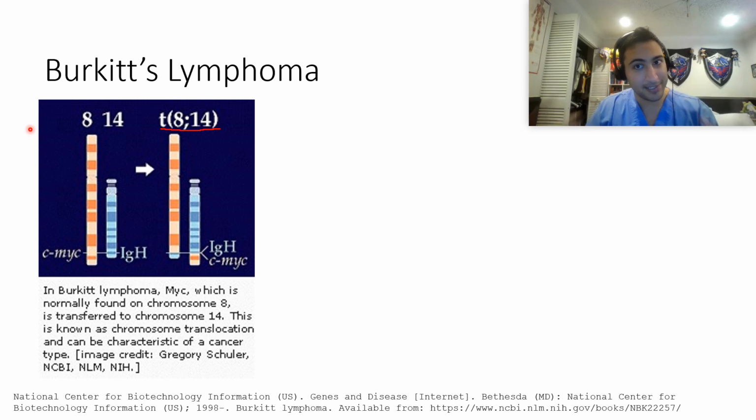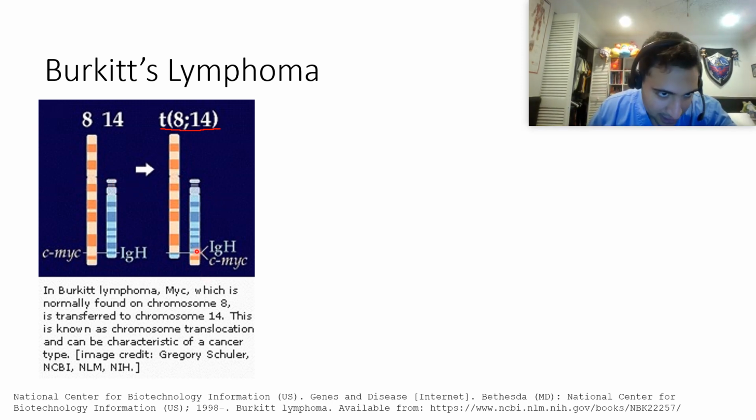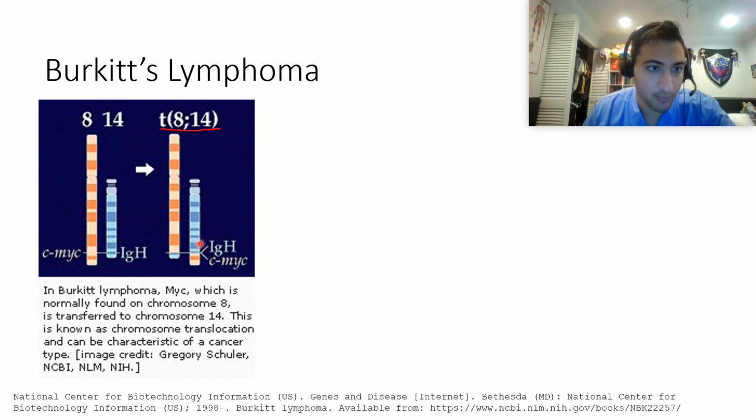But in a translocation, a piece of this chromosome comes off and attaches to this one, and it's a reciprocal translocation. So it's an 8-14 translocation. This part of chromosome 8 that contains c-Myc comes off and attaches where? Directly downstream of IgH. What's the consequence of that? Didn't we say that IgH is a strong promoter? Is c-Myc in front of a strong promoter or a weak promoter now? If it's next to IgH, it's in front of a strong promoter. So do you expect higher or lower expression of c-Myc? Higher.